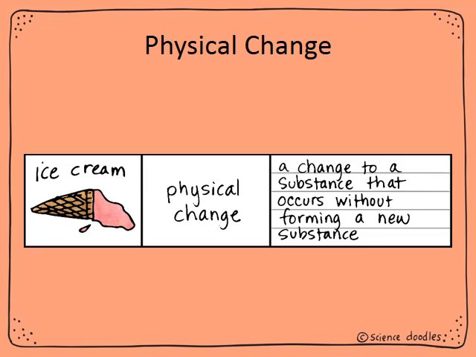Okay, a physical change is the opposite of a chemical change. This is a change to a substance that occurs without forming a new substance. Examples of physical change are state of matter changes. If you're going from solid to liquid to gas, or back to liquid or back to solid, those are physical changes. Like water: when it's ice, it is a solid, but it's still H2O in its formula. When it melts, now it's a liquid, but it's still water, H2O.